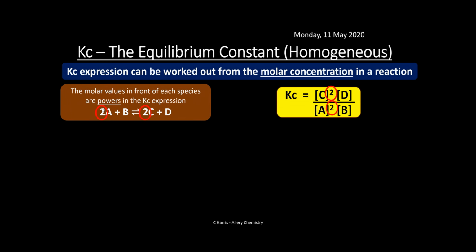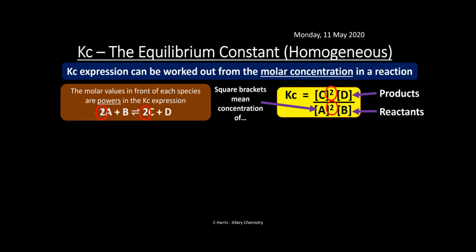So remember that we've got our expression here. Remember the powers: the number of moles for each substance in front corresponds to the powers on the end of your C and A, as you can see on there. So remember it's products over reactants, and the square brackets mean the concentration of. This is just information that we had from our previous slide.